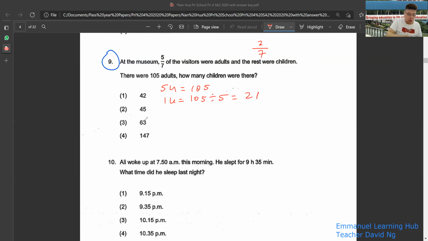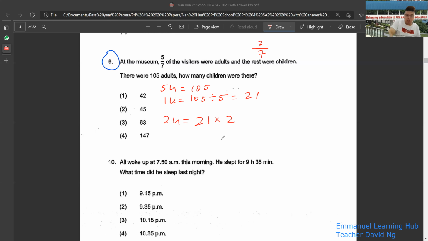So how many units are you looking at? How many children are there? You need to find how many units? 2 units, because 2/7. So 21 times 2.